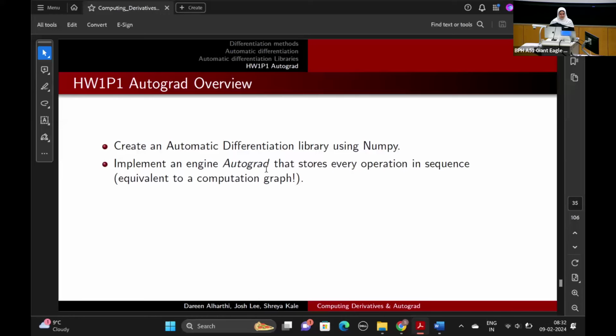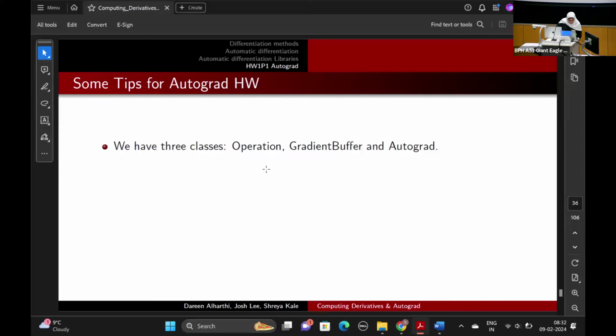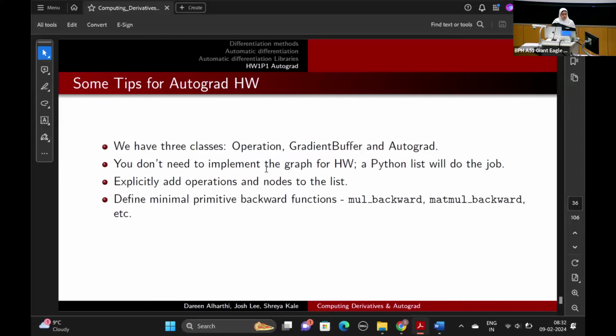I'll explain some of the components in the code, and please ask questions if you have any. So in the handout, you have 3 classes: the operation class, the gradient buffer, and the AutoGrad.